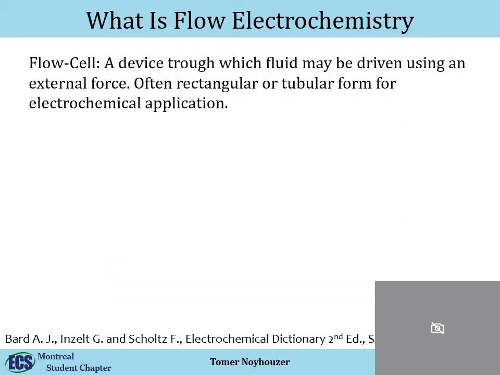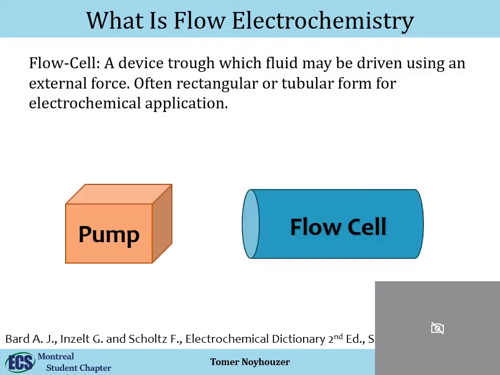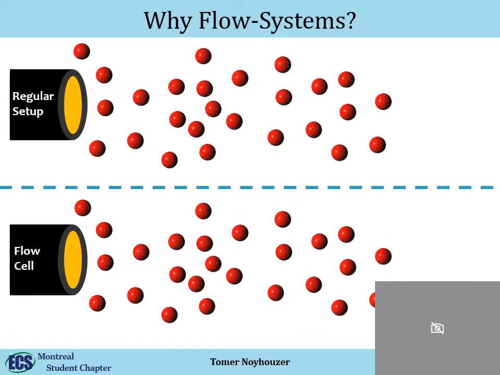If we look at the definition of an electrochemical flow system, or flow cell, it's a device for which fluid may be driven using an external force, again, usually a pump, often of rectangular or tubular form for electrochemical application. So we can see that we have two main components. We have the pump and we have the flow cell. We're going to discuss each one in the next slides.